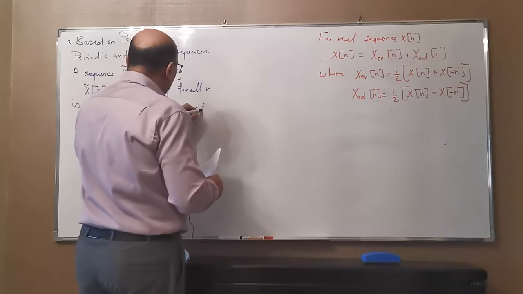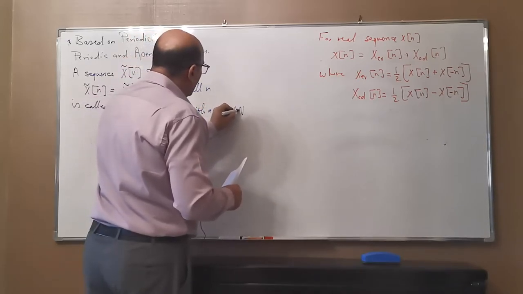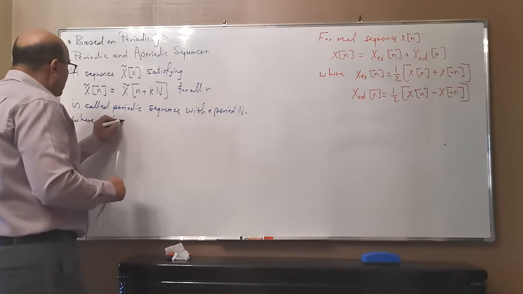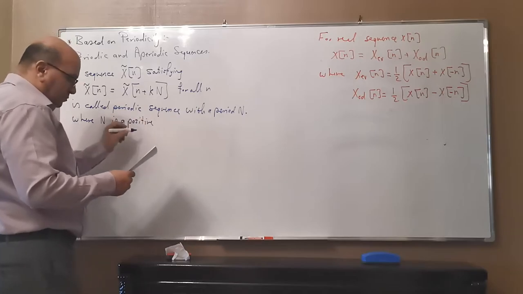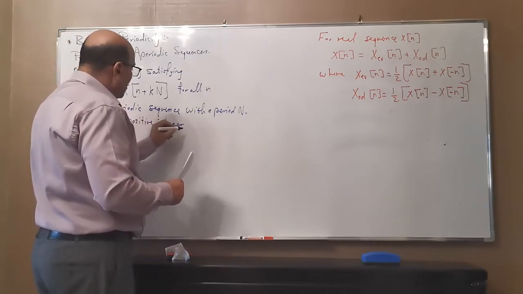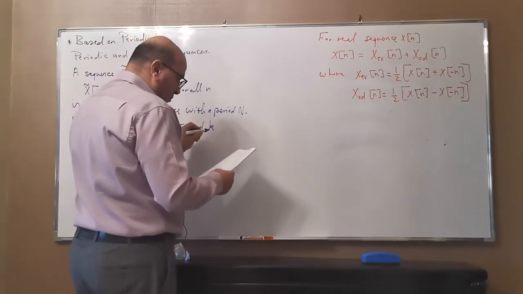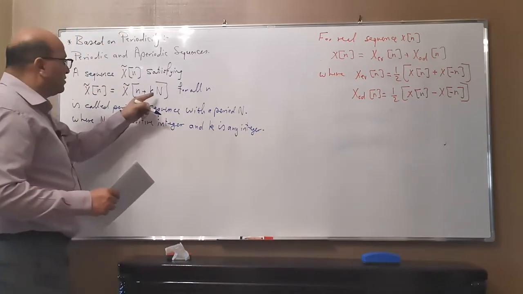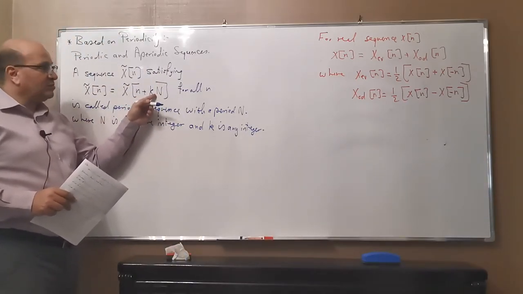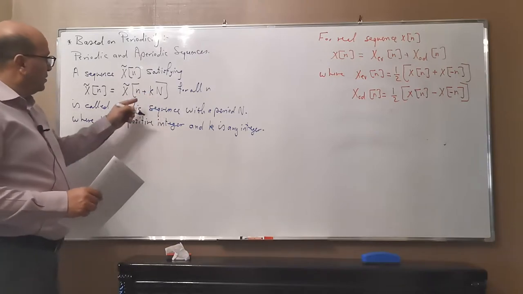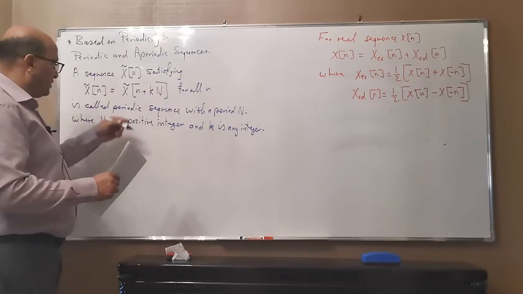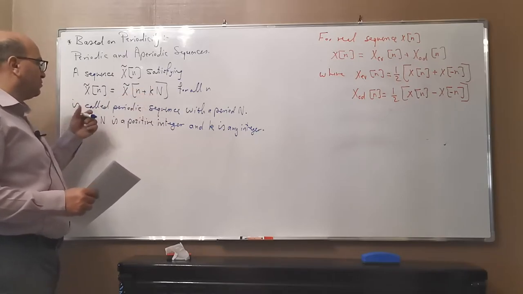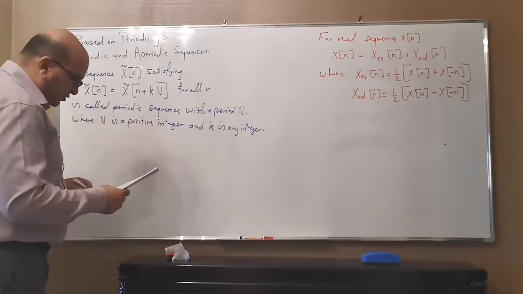With a period N, where N is a positive integer and k is any integer. Which means that capital N should always be positive, but k could be positive or negative integer, which means that you can go up or down with the sequence. So if this one is a positive value, you go to the left, and if it's negative, you go to the right, and so on.